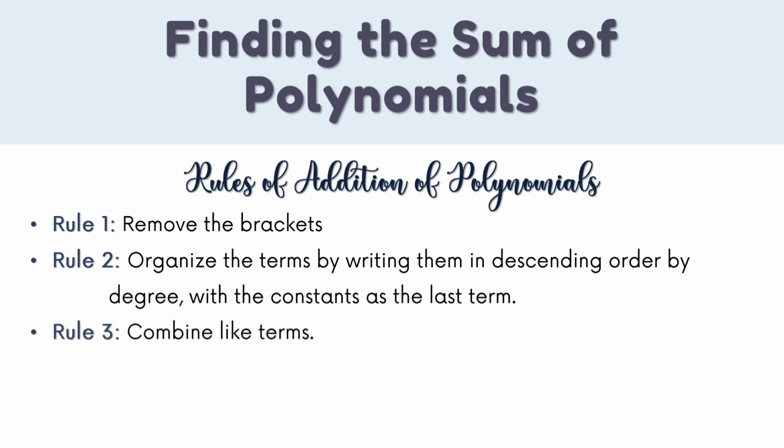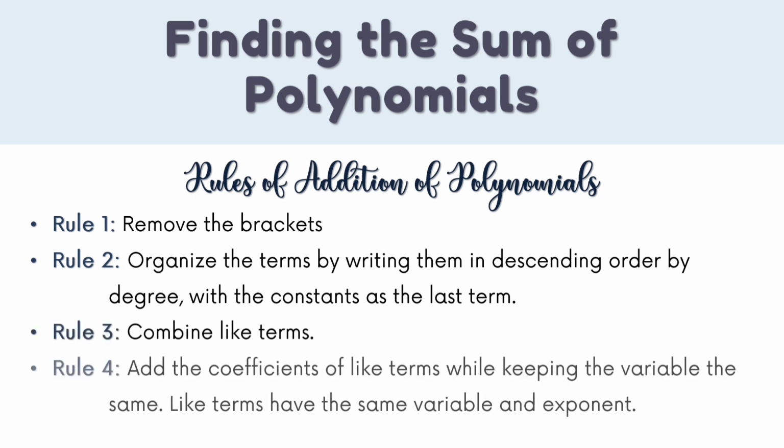The third rule is combine like terms, and the fourth rule is to add the coefficients of like terms while keeping the variable the same. Like terms have the same variable and exponent. Now, adding polynomials consists of two ways.